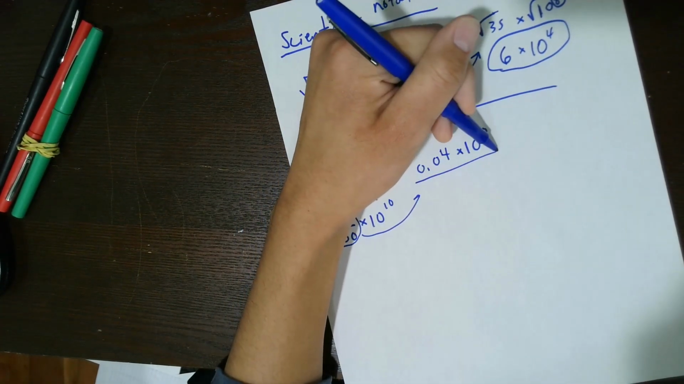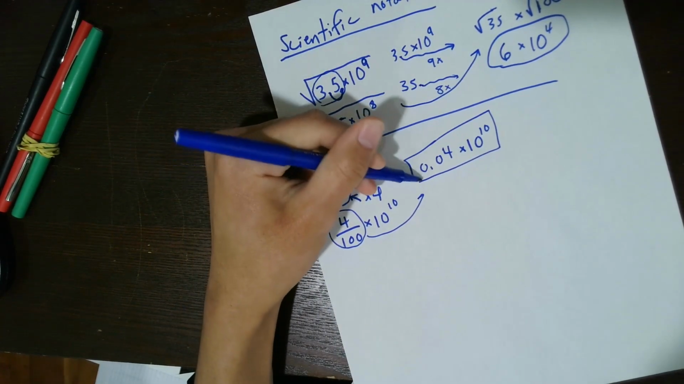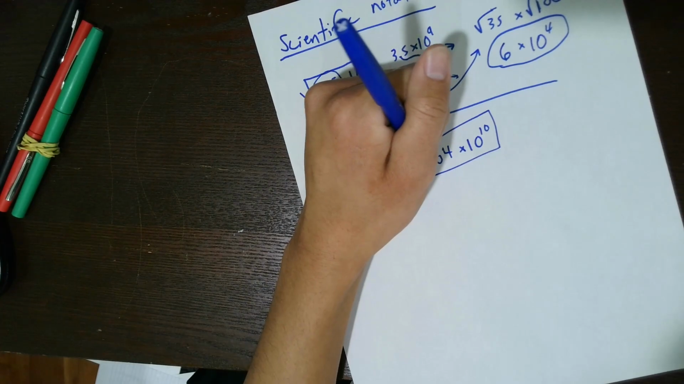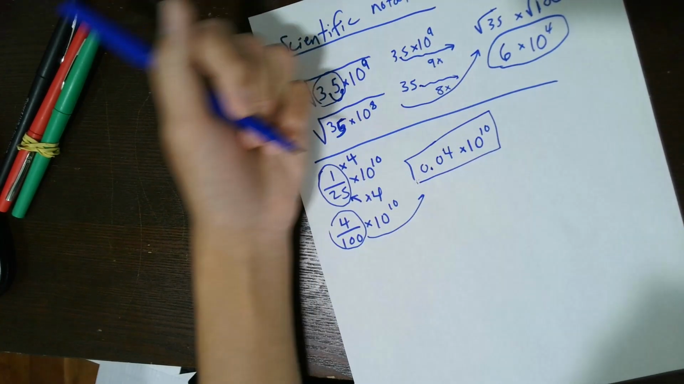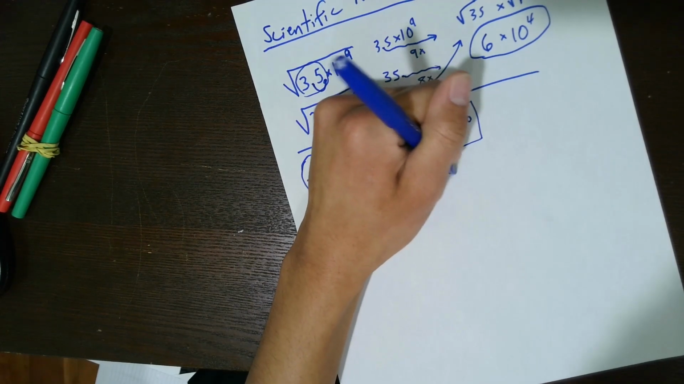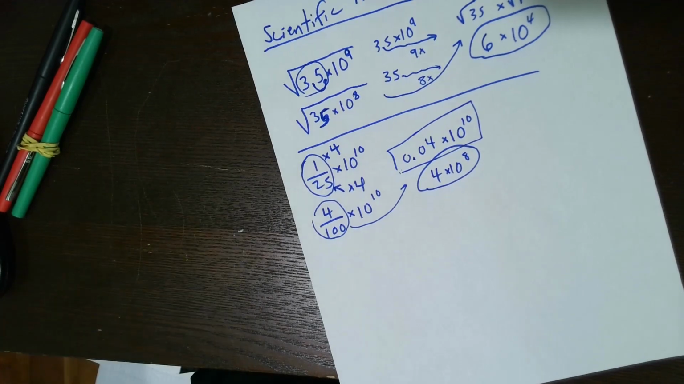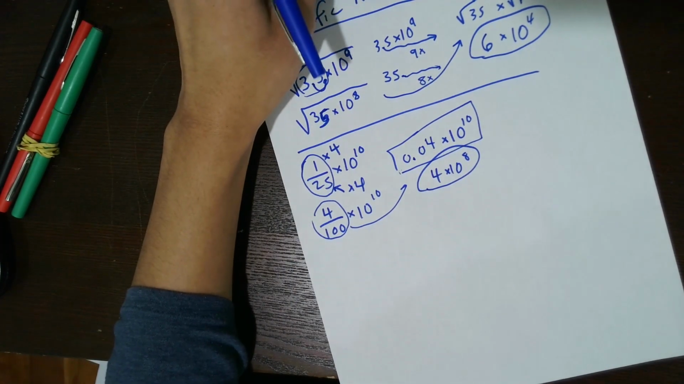So now this, you could leave the final answer like this, because you convert the fraction to a decimal. Or if you wanted to make this number between 1 and 10, then you could move the decimal point and get 4 times 10 to the 8th. So both of these answers would work.